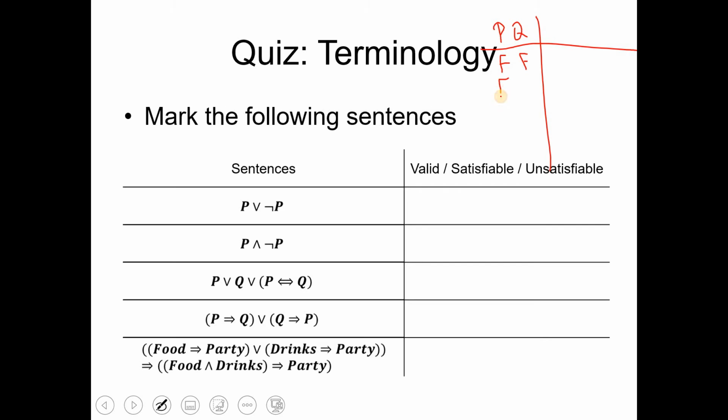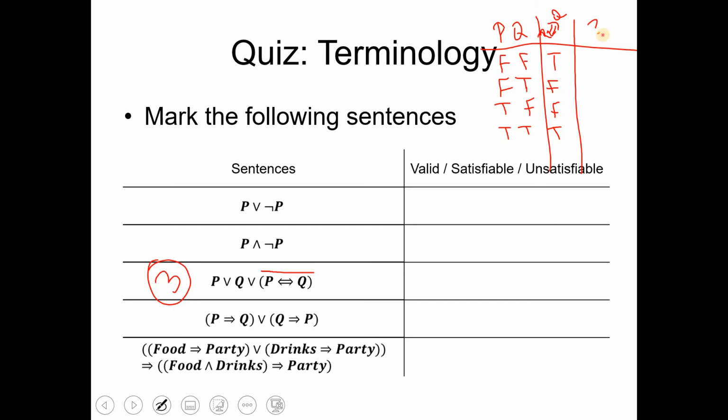So P, Q: false, true. Always use the same sequence: true, false, and true, true. Okay. So P and Q, and I will write over here sentence number 3. To solve the complete sentence, first I have to write this down. So P equivalent Q will be true over here, and false, false, and true.